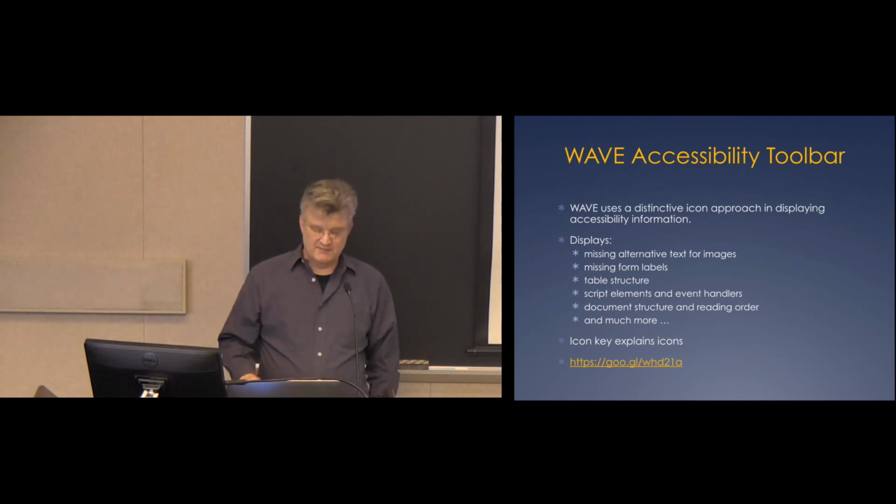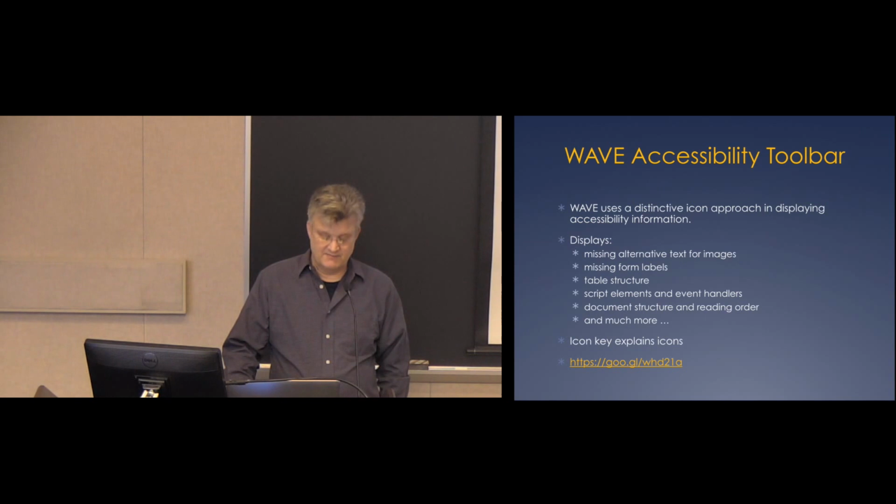So it'll actually display the web page with a lot of icons pointing out either accessibility features or accessibility shortfalls, and it'll let you know if you're missing alt text for an image, if you're missing form labels, table structure problems, scripting elements, not something you will have to worry about. It'll also point out the document structure and reading order, to ensure that the reading order makes sense to someone using assistive tech.